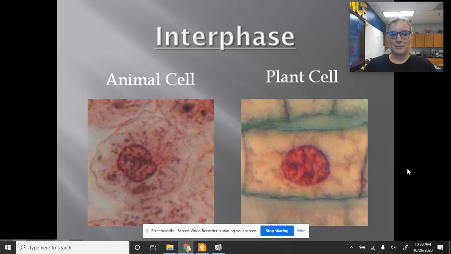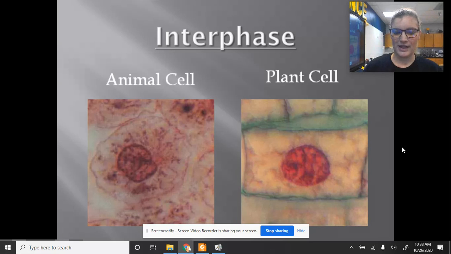So interphase are steps where G1, or the gap 1 phase, where we're growing and producing proteins, the synthesis phase, where we're duplicating our chromosomes, and then the G2 or gap 2 phase, where we are going back to growing and making more proteins. So this is what it looks like in a plant cell and in an animal cell.